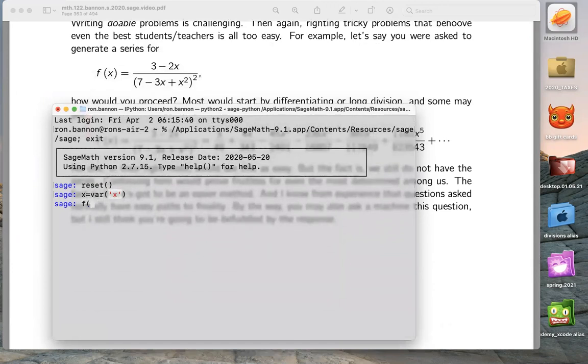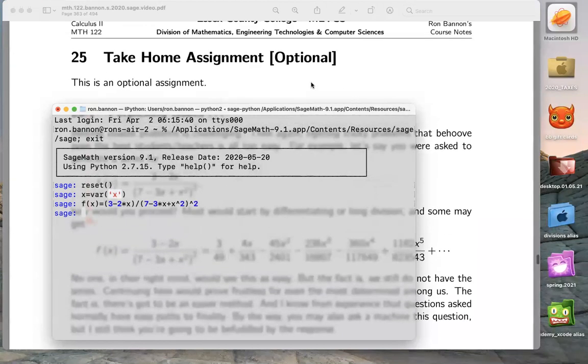So I'm going to type in f of x. Again, I'm reusing code. That's 3 minus, now I know the tendency is to put 2x, but it's 2 star x. And then we're going to be dividing by 7 minus 3 star x. We have to put the star in, plus x squared. And that whole thing, the whole quantity in the bottom, is being squared. All right. And then you're not memorizing, you're thinking.